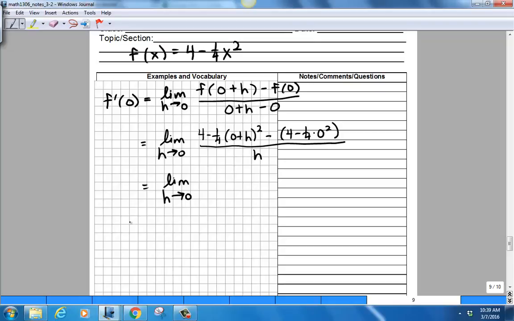Okay, so this now is going to simplify much more rapidly than the previous example, because what is 0 plus h, of course? That's just h. So all you really have here is h squared times 1/4. So you have 4 minus 1/4 times h squared. Well, that's so easy, see? Okay. And then here, this is just going to be, well, 1/4 times 0 squared is 0, right? So you end up really with inside the parentheses just minus 4.